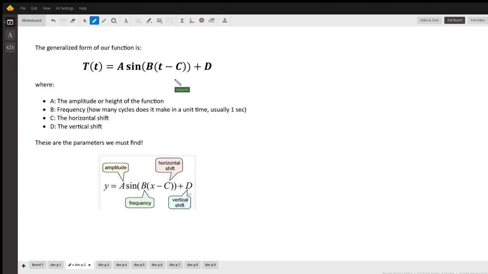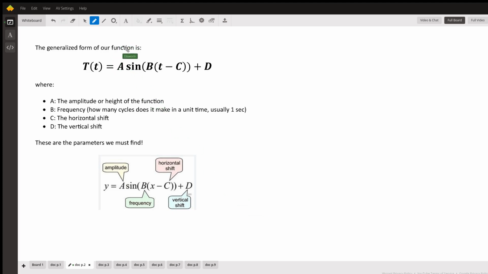Okay, the general form of the function is this. I use T, apologies for that, because T is the temperature, because I need A, B, C, and D for these variables here. So here are all the parameters you need to work on. A, B, C, and D. A is the amplitude of the wave, B is the frequency, C is the horizontal shift, and D is the vertical shift. How they all play together, you can see in that picture right there. So we need to find A, B, C, and D.